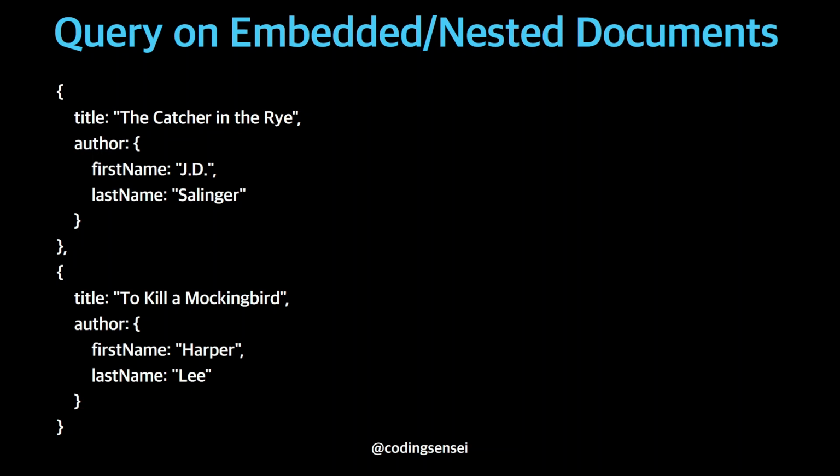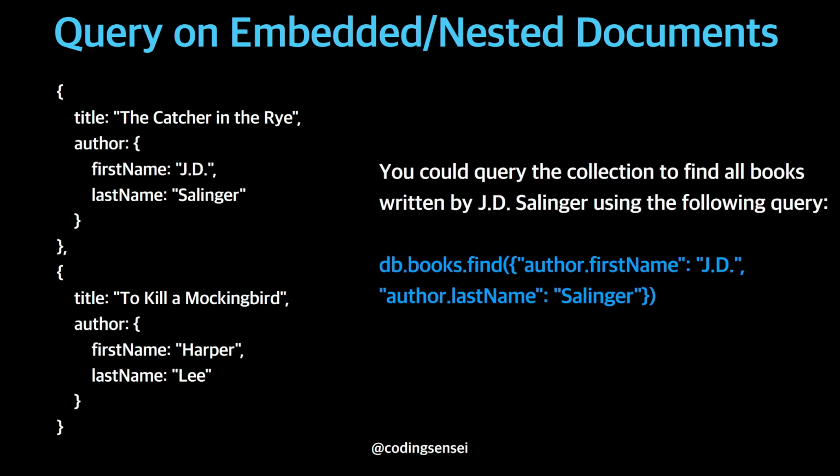Let's see one basic example query. You could query the collection to find all books written by J.D. Salinger using the following query: db.books.find, open braces, author.first_name J.D., comma, and author.last_name Salinger. It will give you the first record as output.